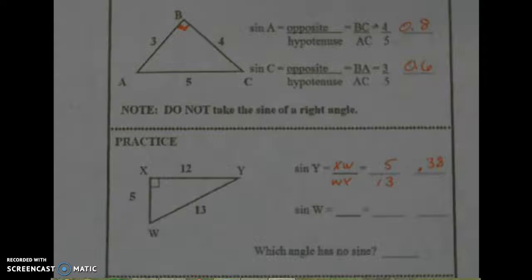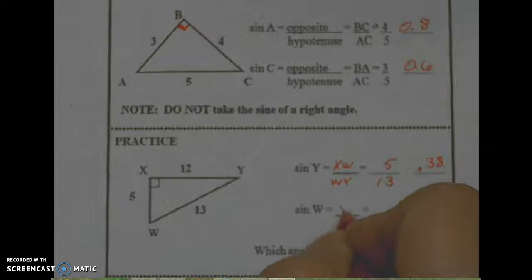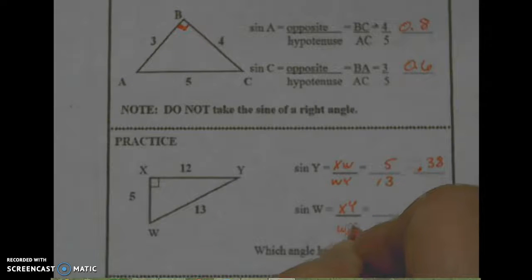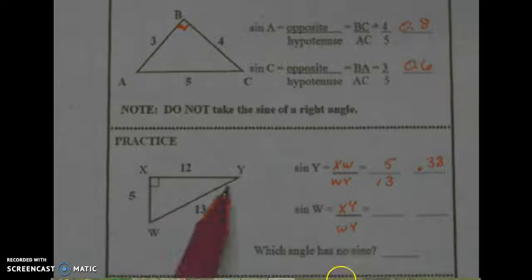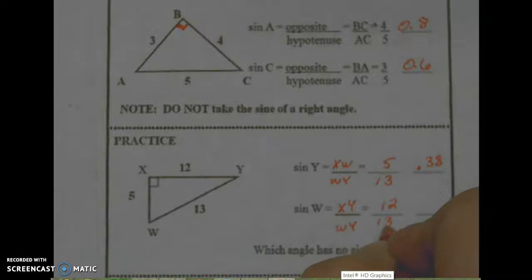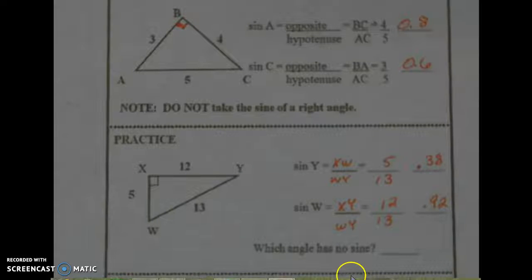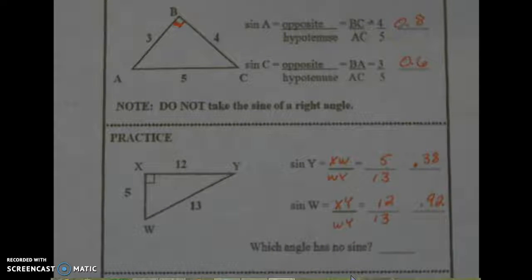If I look at the sine of angle W, the side opposite is XY. The hypotenuse is still WY. Side XY has a length of 12. My hypotenuse still has the length of 13. 12/13 would be the ratio. If I express that as a decimal, that will be 0.92. The angle that does not have a sine, of course, is my right angle, and in this diagram, that's angle X.